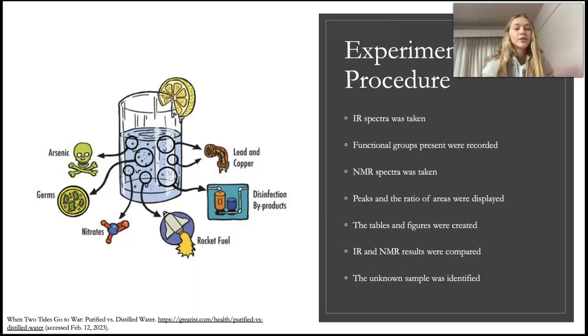For the procedure, first the IR spectra was taken. Functional groups that were present were recorded, and then the NMR was taken. The peaks and ratio of areas were displayed, so figures and tables were created for each of these, which were later used to compare to narrow down possibilities. As just said, they were compared, and then the unknown sample was able to be identified.